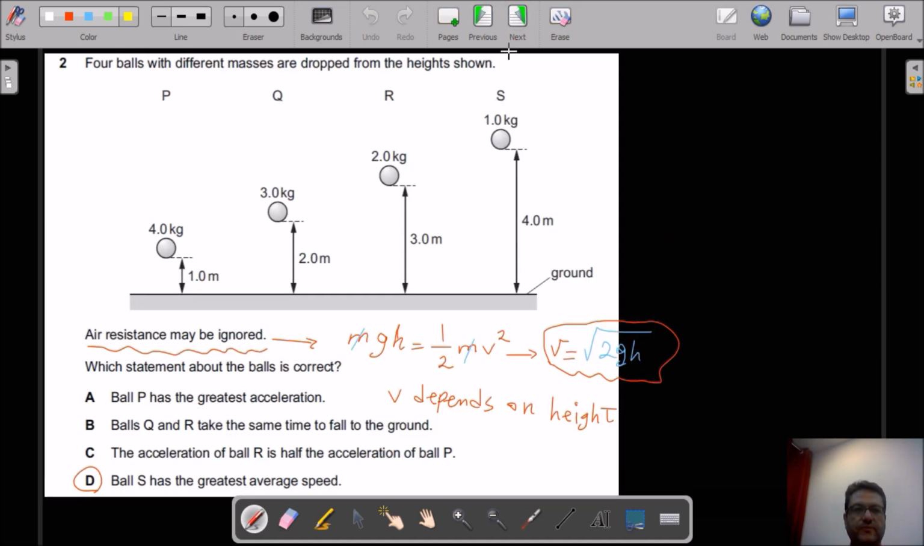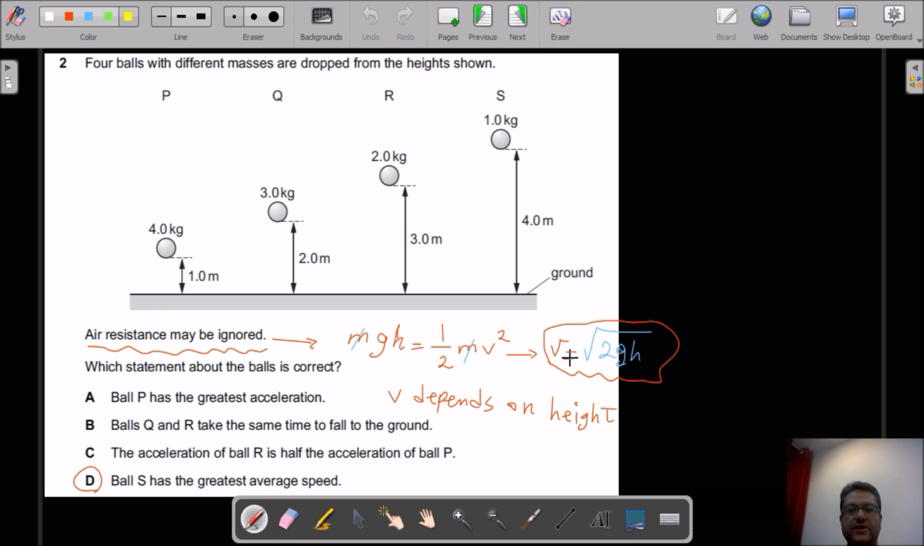Question number 2. 4 balls with different masses are dropped from the height shown. Air resistance may be ignored. Which statement about the balls is correct? First of all, according to conservation of energy, because it is said air resistance may be ignored, we can say that mgh equals 1 over 2 mv squared. Potential energy at height h is equal to kinetic energy near the ground.